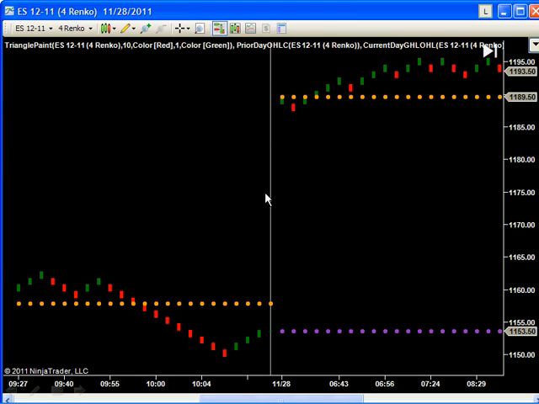Here, this line represents 6:30 in the morning on the West Coast. This is a chart of the 4 Renko on the ES. Now here's the first 2.5 hours of trading from about 6:30 to 9 o'clock. You can see in here there were no trades to make. Now the yellow dots are today's open and the purple dots are yesterday's close, so you can see the market gapped up considerably this day.